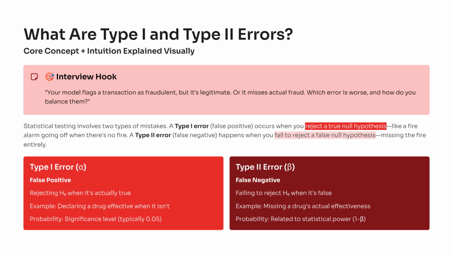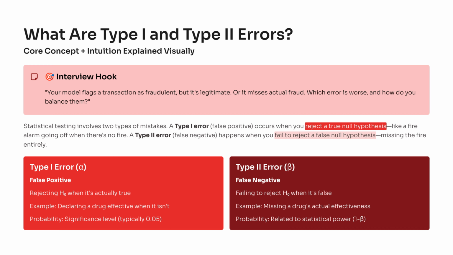Imagine this. You're in a data science interview and the interviewer says, your model flags a transaction as fraudulent, but it's actually legitimate. Or it misses a real fraud completely. Which is worse, and how do you balance them? That's your cue to talk about type 1 and type 2 errors, two sides of the same statistical coin.